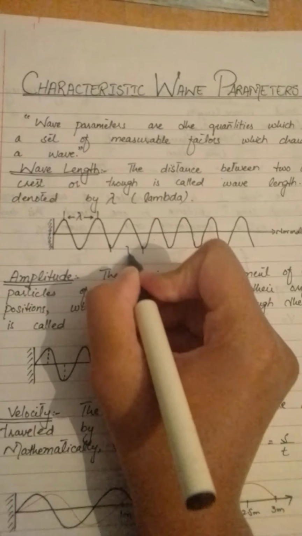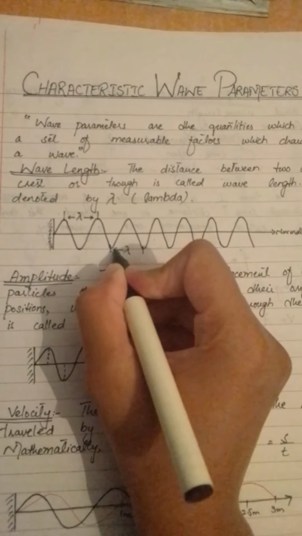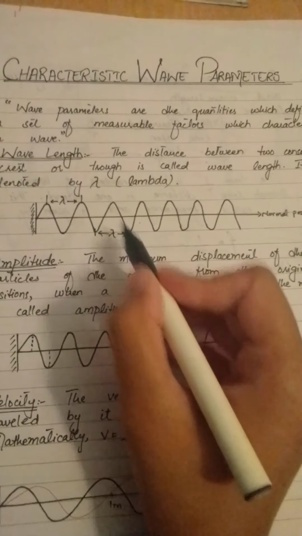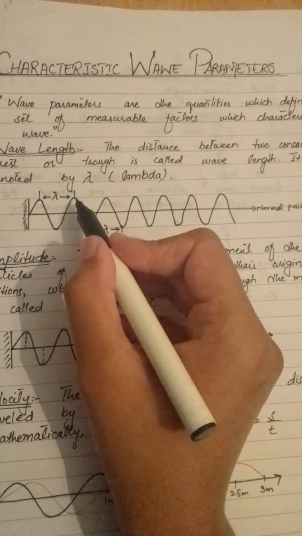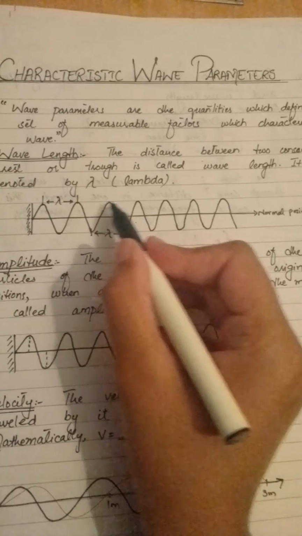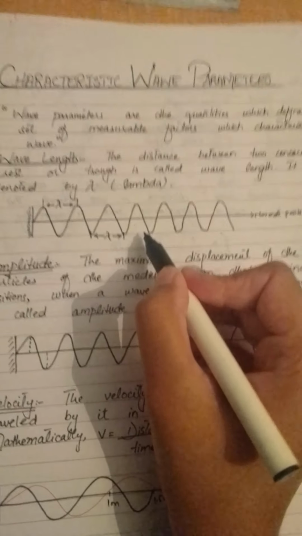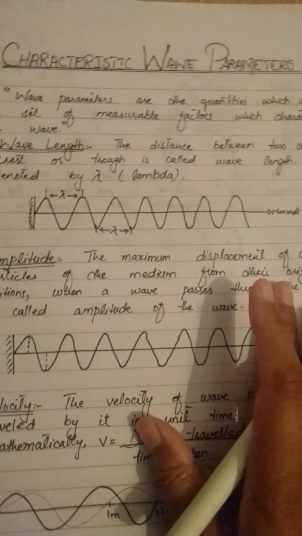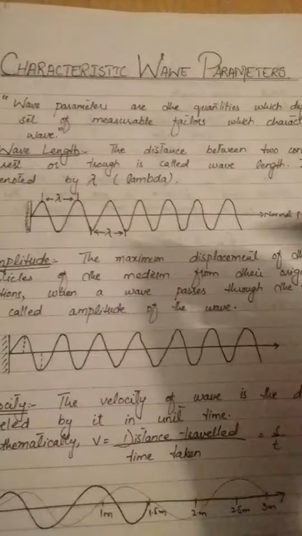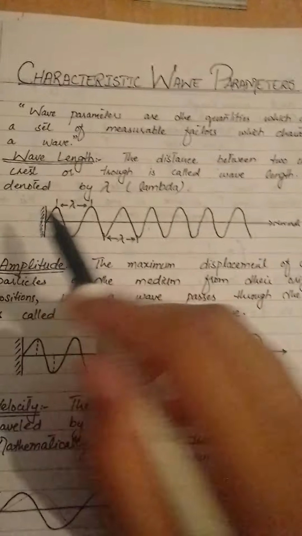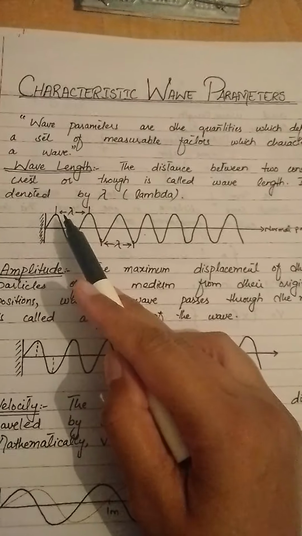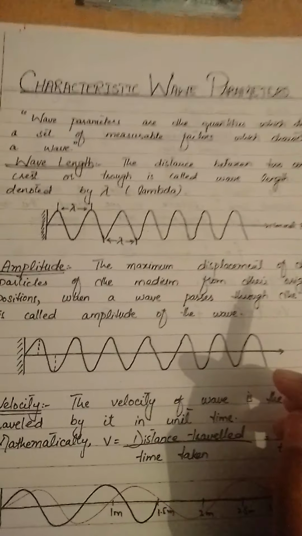Like this, we can draw the wavelength here. So we can see this is the wavelength, or this could be the wavelength, or this, or this one, or this one. No matter which one we take, it would always be the same. Okay? So we can take just any set of two consecutive crests or troughs, and we will call this the wavelength.